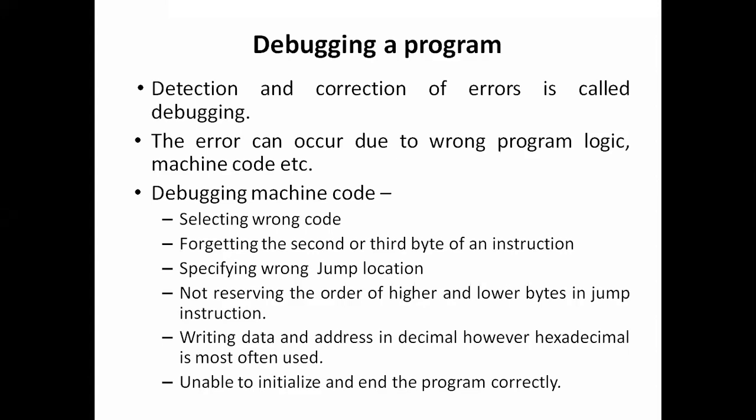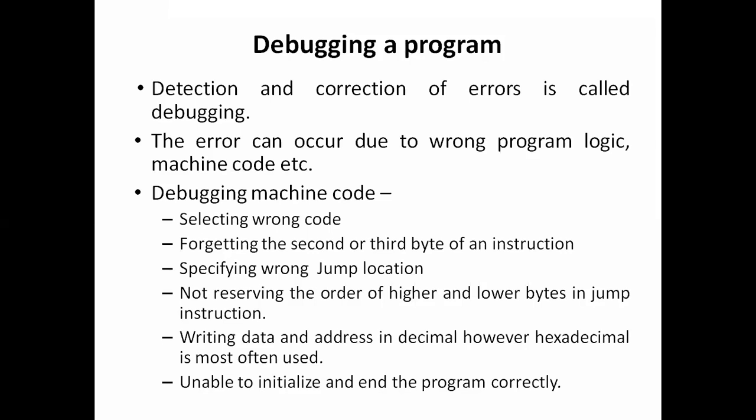Writing data and the address in decimal, however, we are using hexadecimal. Whenever we are writing any instruction or the data or the address, it is necessary that it should be used in the hexadecimal code. So it is possible that instead of writing the hexadecimal equivalent, you have written the decimal number. For example, suppose you have 10 numbers in the problem, and out of these 10 numbers, you have to find out which one is the highest number.